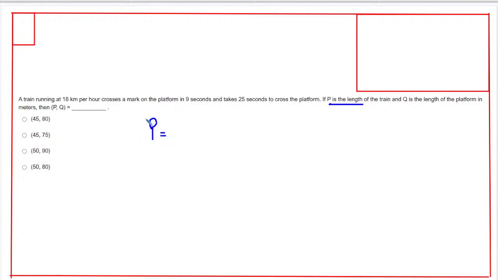So P equals, it is 18 km per hour. We should know 36 km per hour is equal to 10 meter per second. So 18 will correspond to 5 meter per second. 5 into 9, which is 45 meter. This is the length of the train in meters.